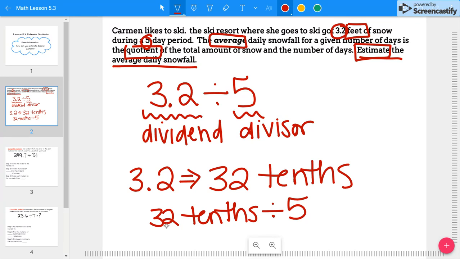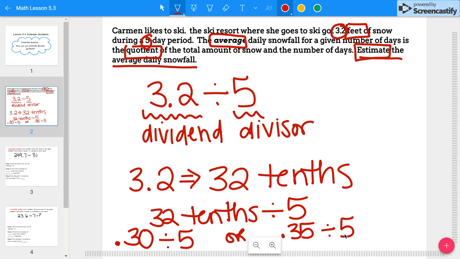So I can turn it into 30 tenths divided by 5, or I could turn it into 35 tenths divided by 5. Both would be using compatible numbers, easy math in my head. So if I did 30 tenths divided by 5, that would give me 6 tenths. Or if I did 35 tenths divided by 5, that would give me 7 tenths. So one's a little lower and one's a little higher. So I know that my actual answer should be between 6 tenths and 7 tenths.